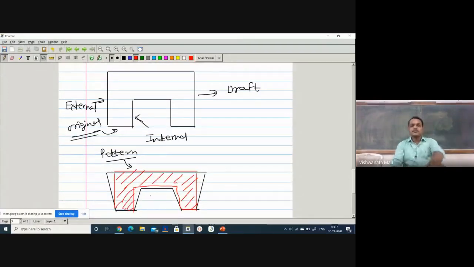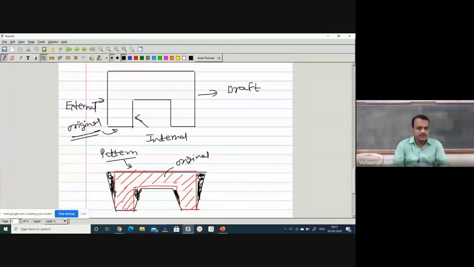Whatever the black part is, that is your pattern, and with the help of that pattern we get the casting. After getting the casting, we go for machining and we remove this part. Whatever the black part is, we remove it, and we will get the original shape of the casting. Can you see this? This is the original.